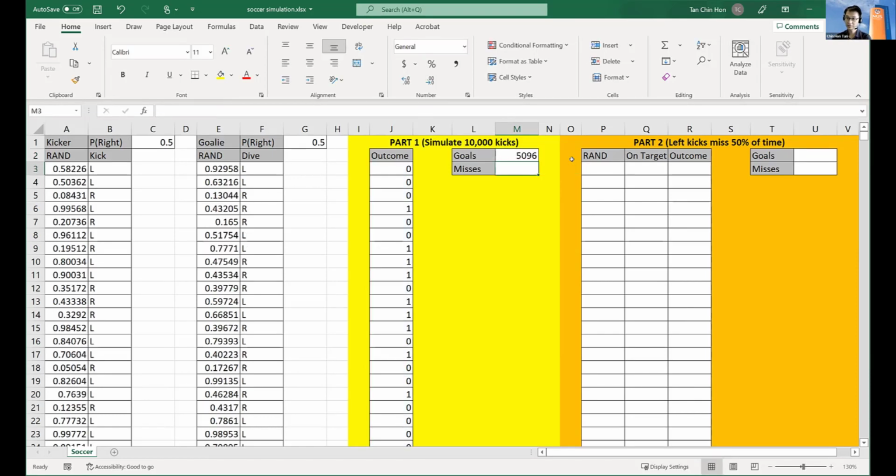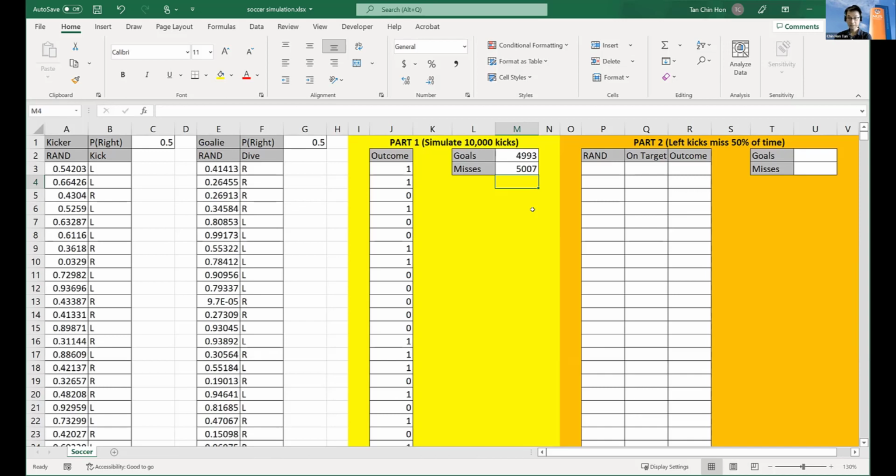Okay, and so from here we can see that out of these 10,000 cells, 5,096 of them are going to be goals. The misses are just 10,000 minus the number of goals up here. Because it's random, every time you press F9, it's going to keep changing. But with this, you are able to see that if the kicker was to kick right 50% of the time and the goalie dives right 50% of the time, then on average, 50% of the kicks are going to end up in a goal and 50% of them are going to end up in misses. This is going to be very similar to the answer that everyone has given.